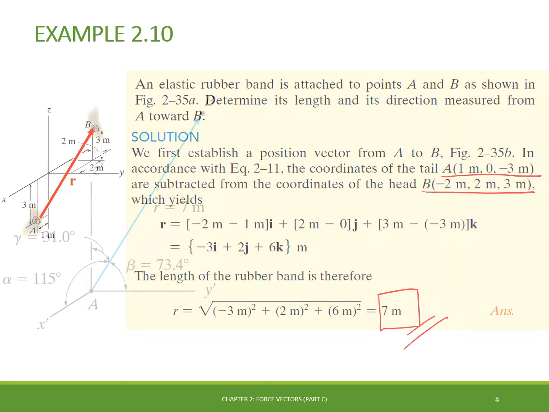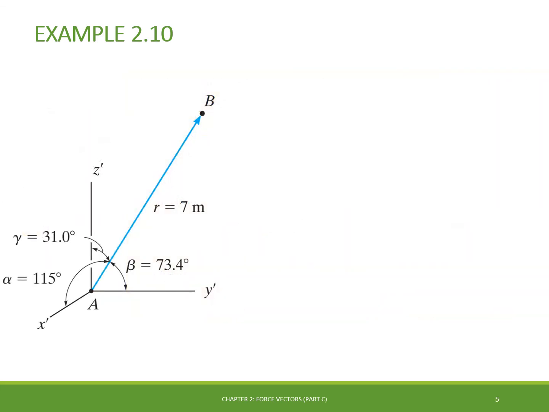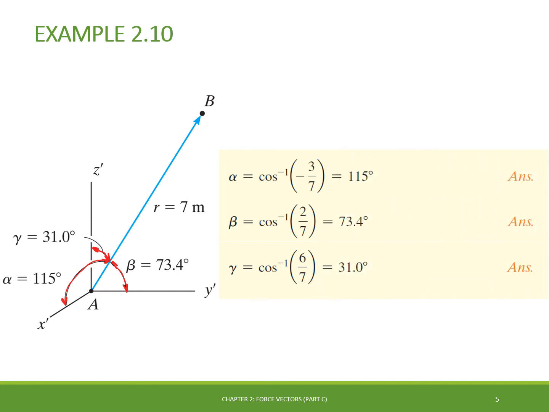To answer the second part of the question, we're going to use the direction angles of the distance vector, alpha, beta, and gamma. Do you remember the cosine formulas presented in the last video to calculate the direction angles? We're going to get the arc cosine of those formulas using the magnitudes of the distance vector and its components to obtain each one of the direction angles.